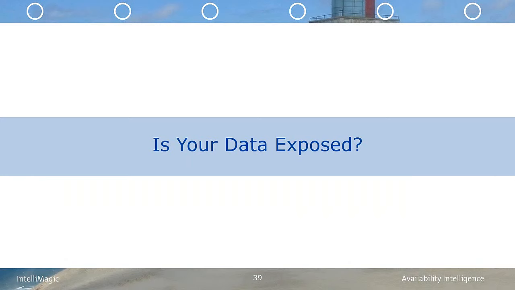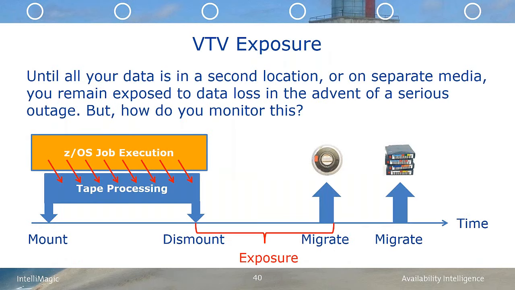And one of the questions a customer asked was, I needed to know if my data is exposed. So we started processing some event records. Let me define what VTV exposure is. Once I've had a dismount of a virtual volume, that's only in one particular buffer at that point. So I really haven't secured that, and until it's in a second location, we consider that to be exposed.